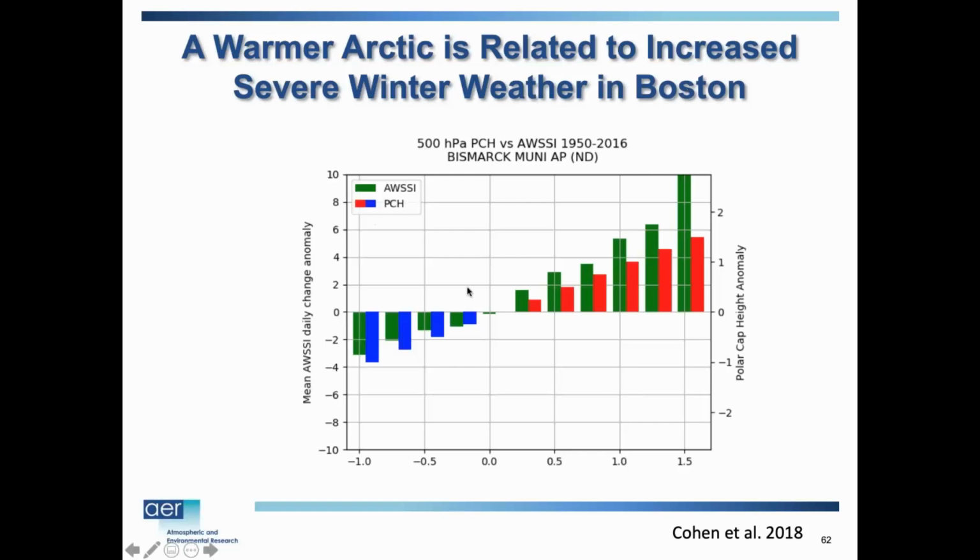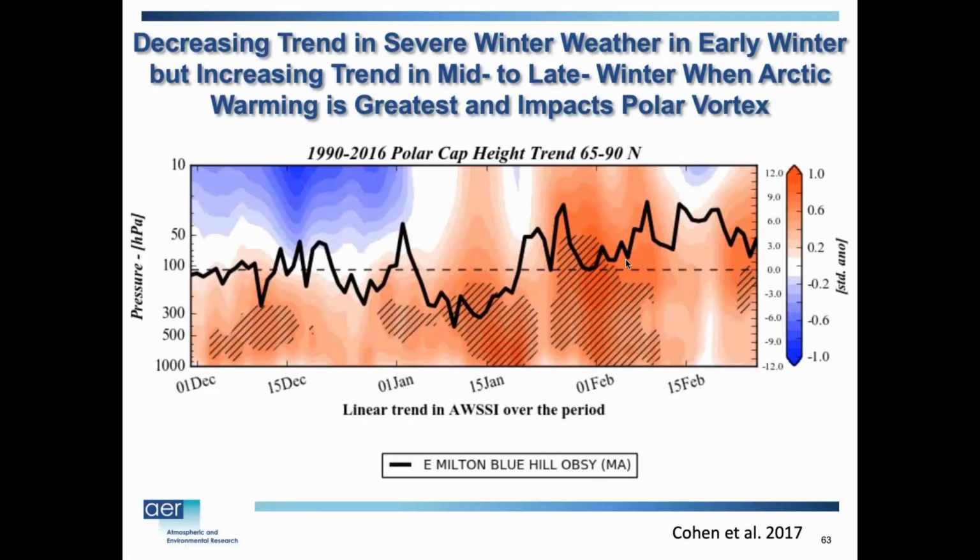So I think it's very impressive, this relationship between Arctic temperatures and severe winter weather across the northern and eastern U.S., and certainly including Bismarck. So here's Boston. I just wanted to show this. I look at the daily polar cap height and severe winter weather. Everything is a daily trend. So you can see the Arctic has been warm from December through the end of February. The Arctic has been warming throughout the winter season.